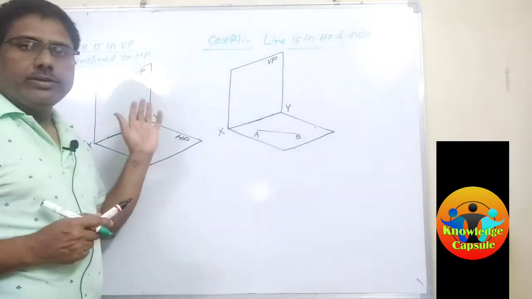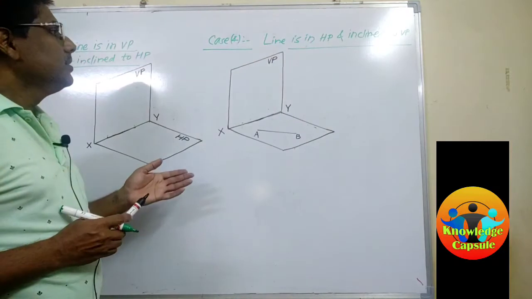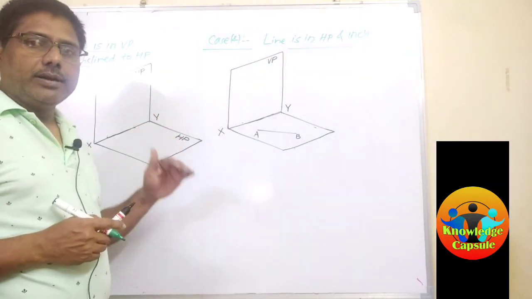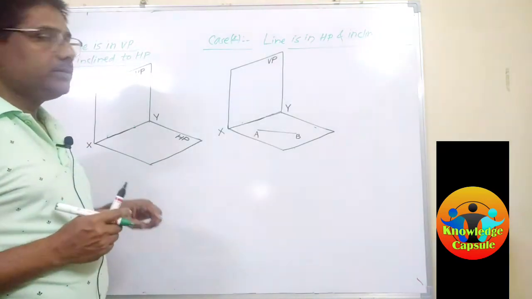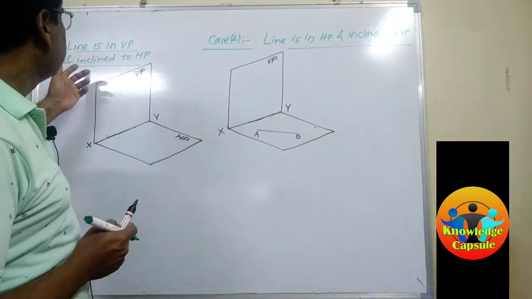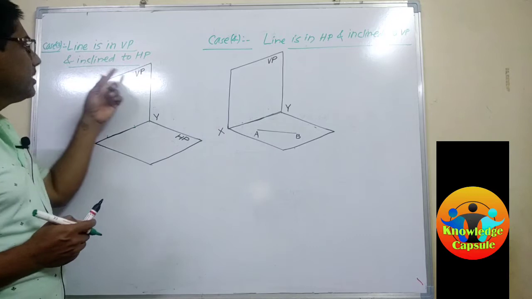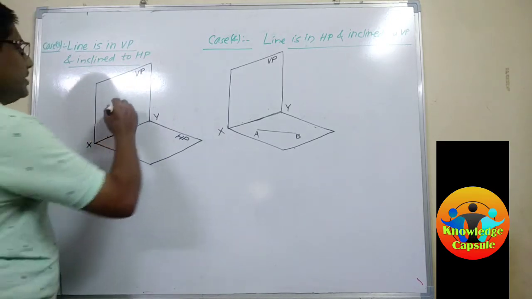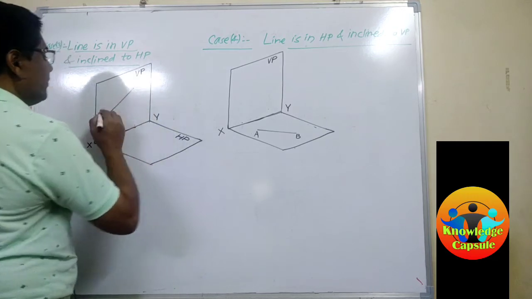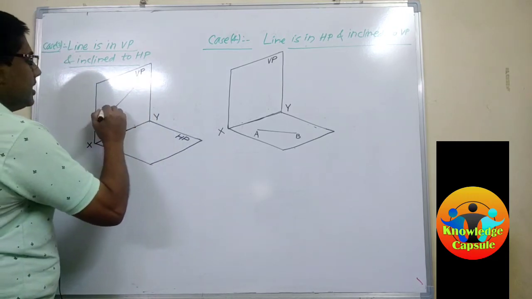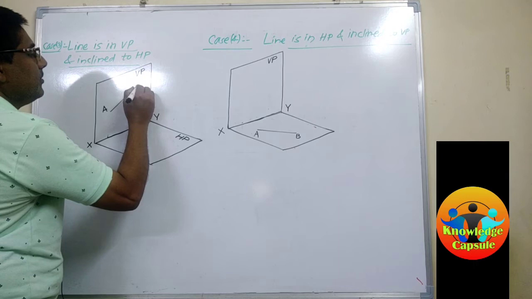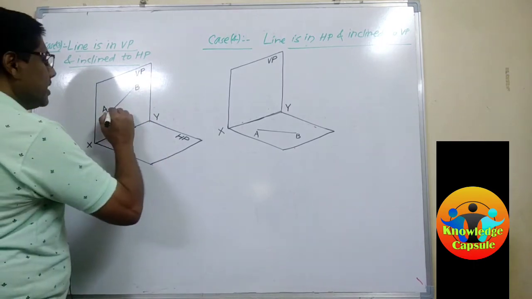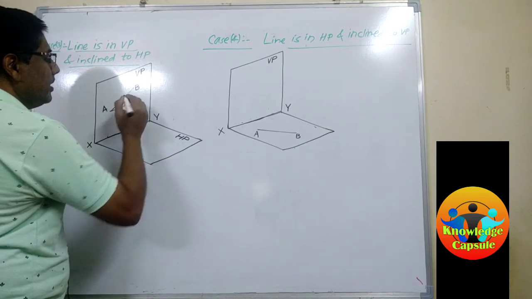In the previous two videos we have studied the first two cases, that is line parallel to VP and inclined to HP, and line parallel to HP and inclined to VP. Now the third case is line is in VP and inclined to HP. Now see what is the case, line is in VP. So consider line AB which is in VP and inclined to HP. It is making a certain angle with the horizontal plane.